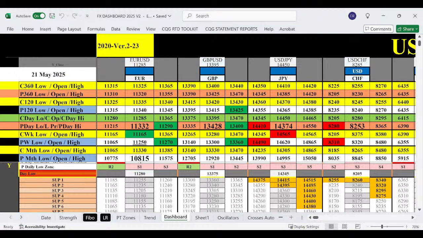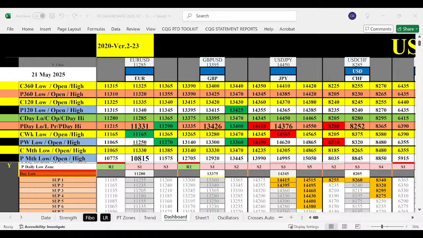43 or 42.85. Okay, 42.85, then we'll put a stop at 42.40.